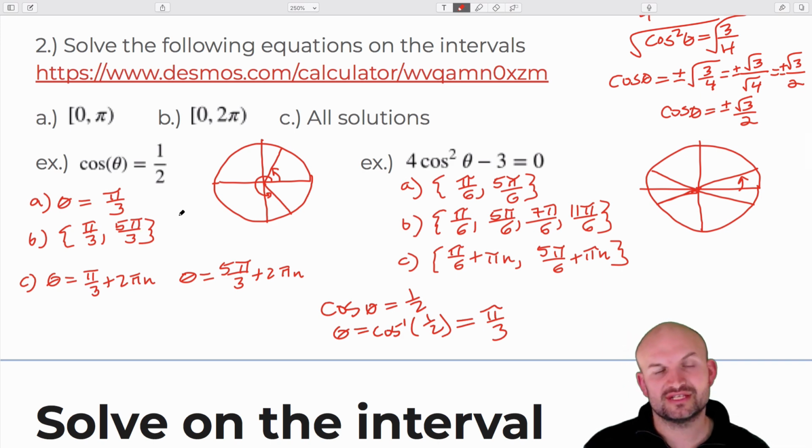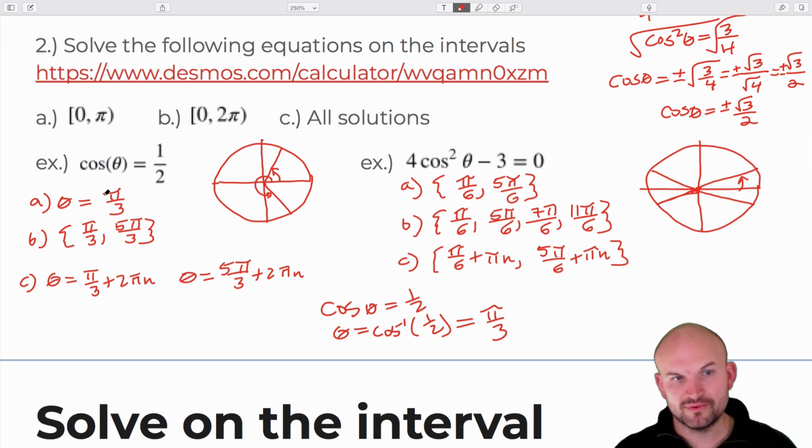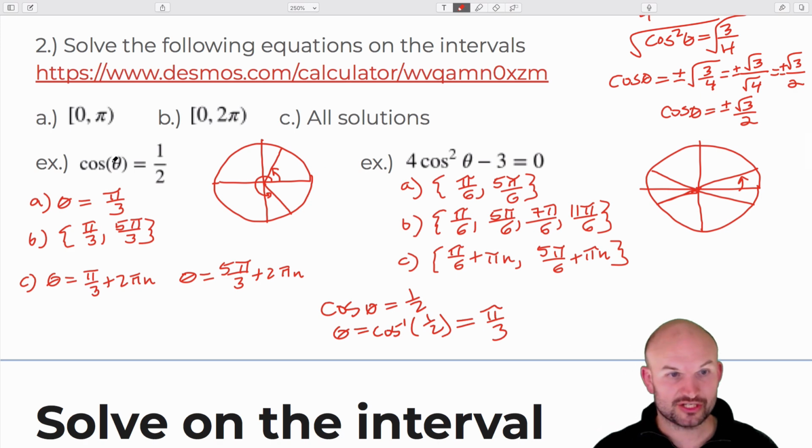So that's how you can see, in this case, I'll just go through from 0 to pi. That is actually the restriction of cosine. So you can see how that is limited, right? Or that's the restriction of that cosine inverse. So you can see how that's limited to just this angle, which is pi over 3.